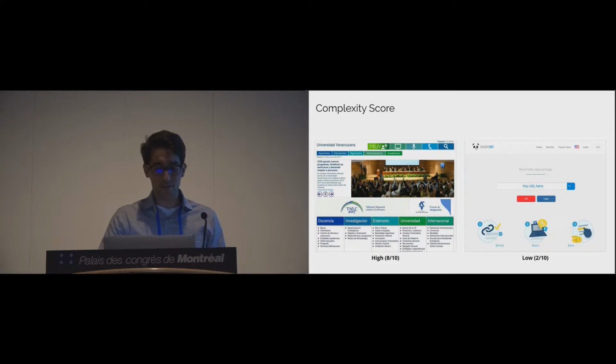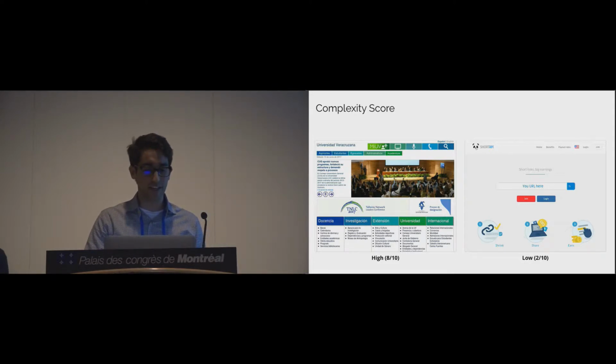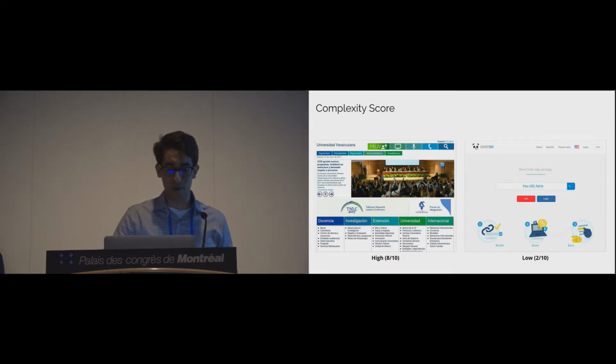Moving on to complexity, the perceived complexity model, like colorfulness, is another predictor for visual appeal. It is also measured on a scale from 1 to 10, 1 being very simple and 10 being highly cluttered or complex. Here's an example of a website with high complexity on the left and low complexity on the right.